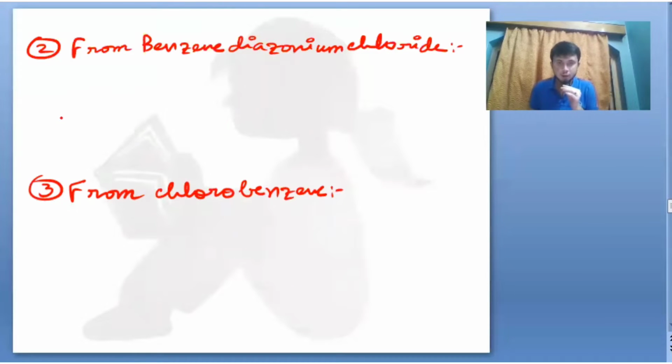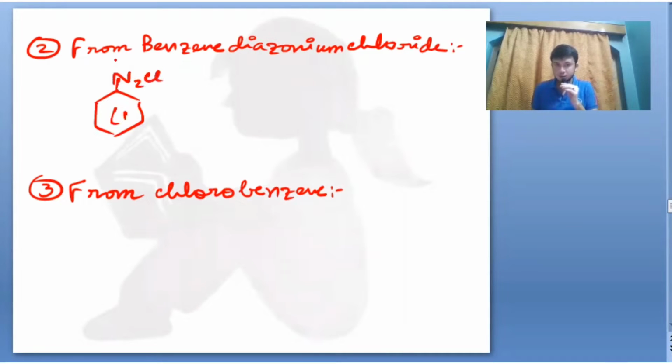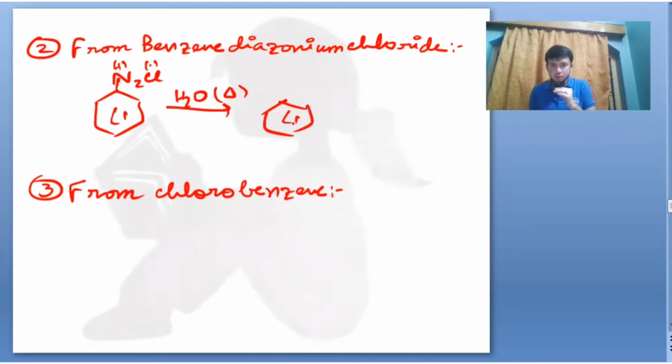Now there is a second reaction, that is from benzene diazonium chloride. Now it is very easy, this is our benzene diazonium chloride. If we just boil it, we will write it like H2O, heat, boiling water, so it will give us phenol like this. It is a simple reaction.